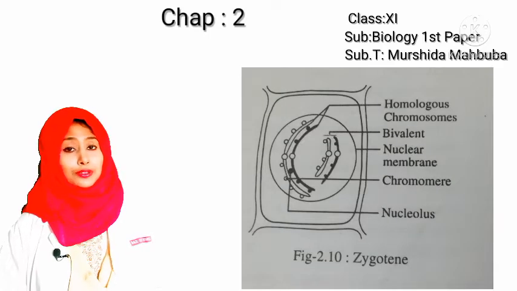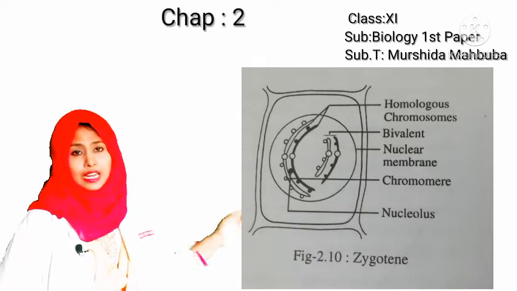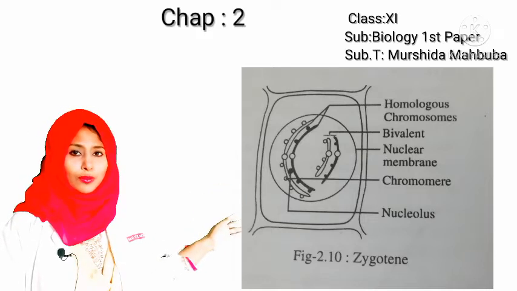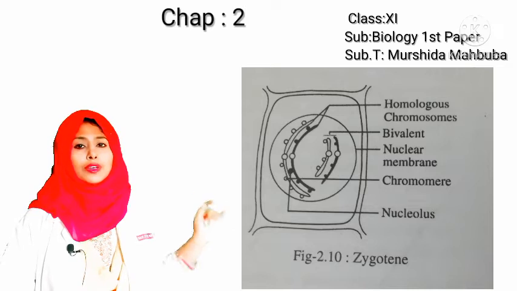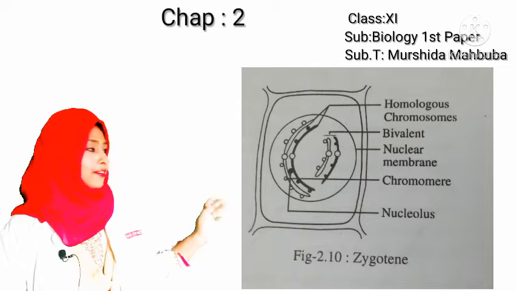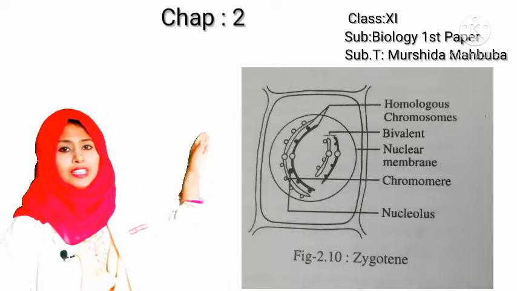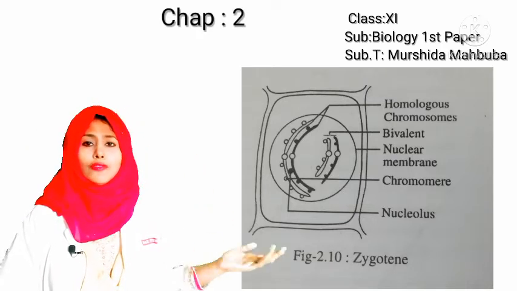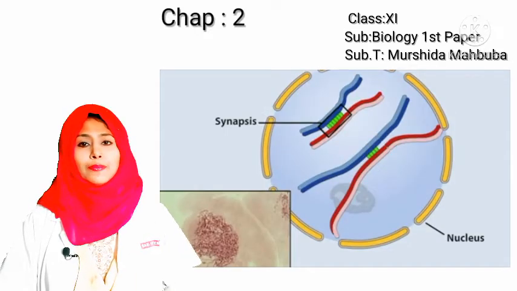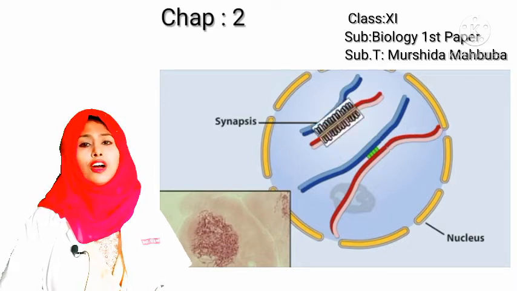My dear students, you know about zygotene. Zygos means pair and tene means thread. In this stage, the chromosomes come closer and form pairs. This pair formation may start from one end and finish at the other end, or from the centromere to the two sides. The process of pair formation of homologous chromosomes is called synapsis.